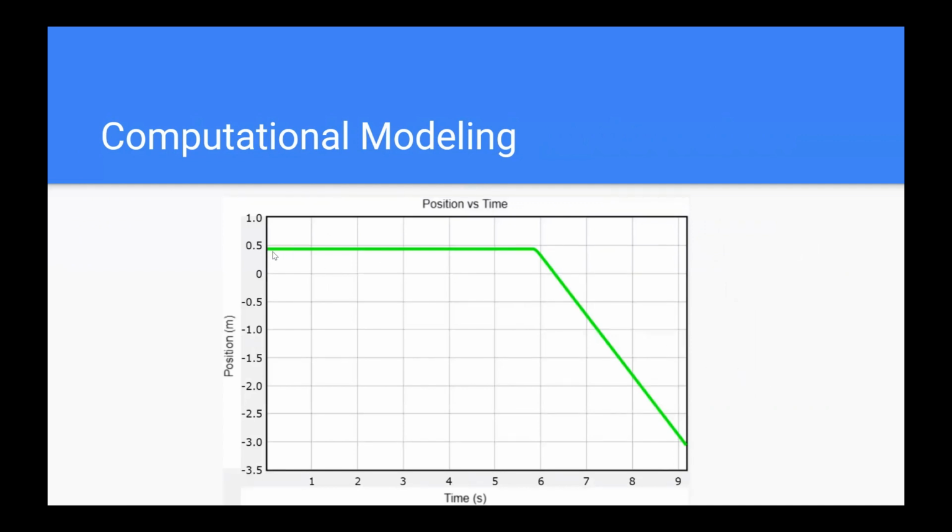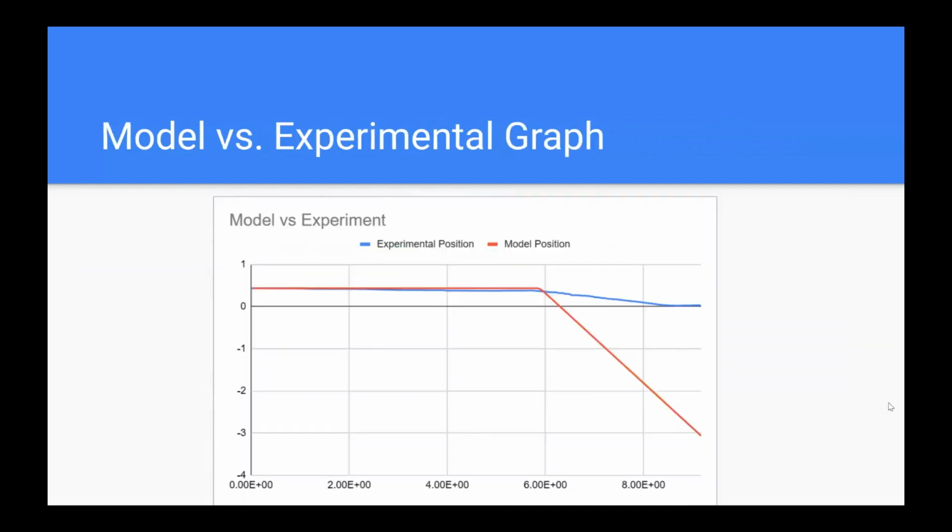As you can see, around 0.437 it was constant until about right here, the 5 or 6 second mark, and it started to linearly decrease to 0. When comparing the model and experimental graphs, here's the model as we saw on the last slide. They're both constant, but I think they're still fairly similar.